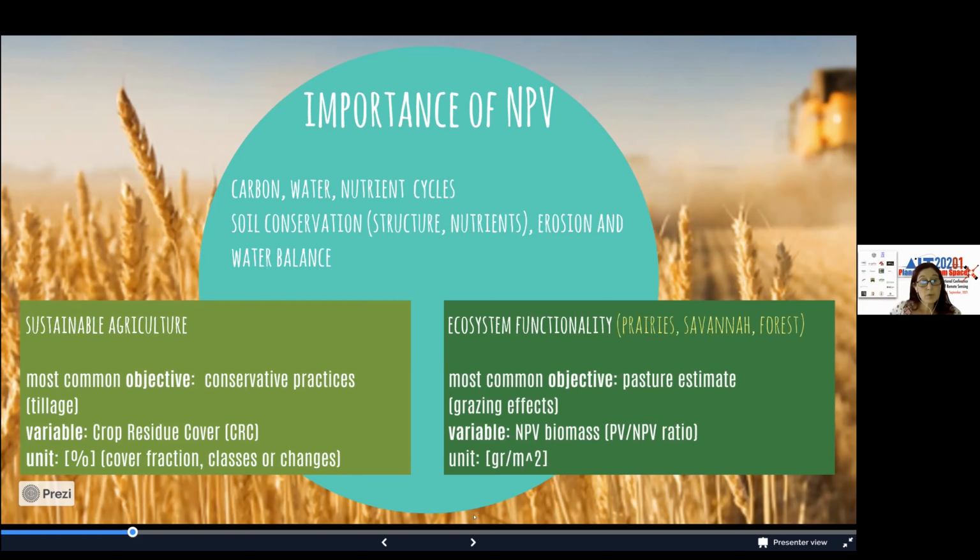The other pillar, the one I'm talking about, is sustainable agriculture. In this case, the variable is most likely cover fraction or class of cover fraction. And the most common objective is to monitor conservative practices, in particular tillage practices. And this is also considering the eligibility for subsidies asked from farmers.